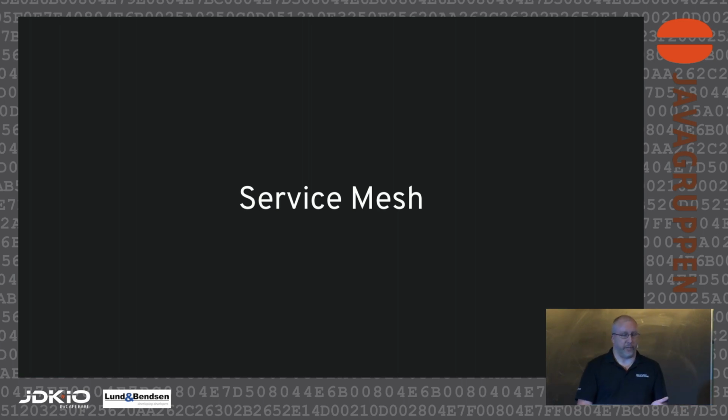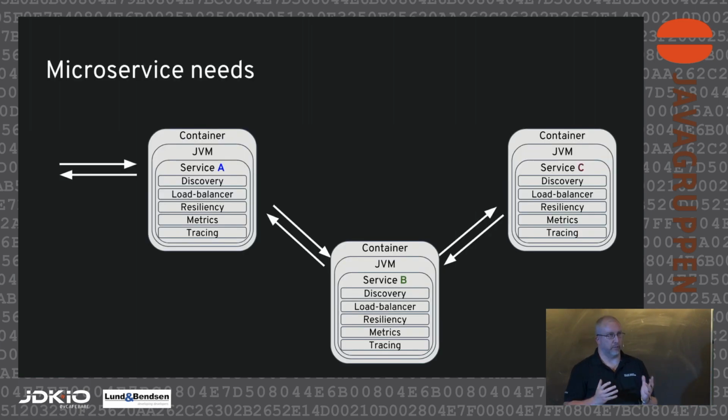So moving on to ServiceMesh. Now, typically with microservices, we have all these other concerns that we need to worry about. So there's discovery, load balancing, resiliency, metrics, and tracing, just to name a few. When you're developing microservices, in the past, we've typically used specific libraries for these tasks. So Netflix provided a lot of libraries that helped with discovery and load balancing, such as Ribbon, and then Hystrix for resiliency and things like that.